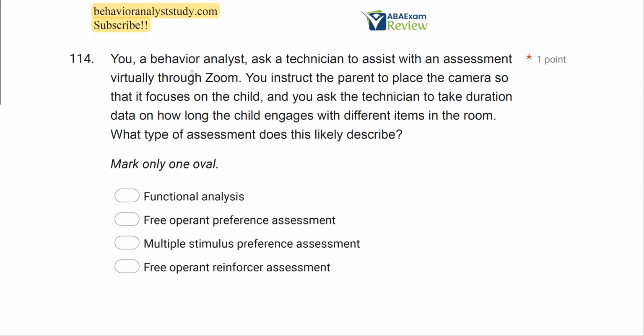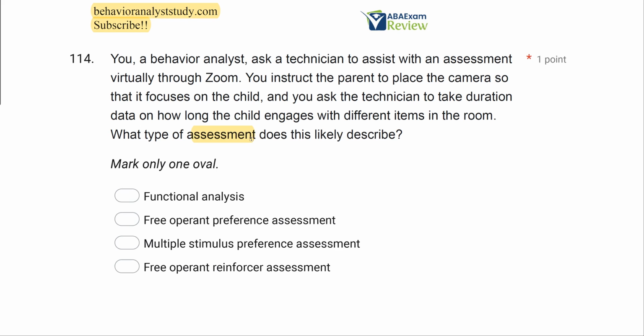Let's get going. 114. You, a behavior analyst, ask a technician to assist with an assessment virtually through Zoom. You instruct the parent to place the camera so that it focuses on the child, and you ask the technician to take duration data on how long the child engages with different items in the room. What type of assessment does this likely describe? Your job in this question, because we always start with what does the question ask, is to identify the type of assessment that you are doing.